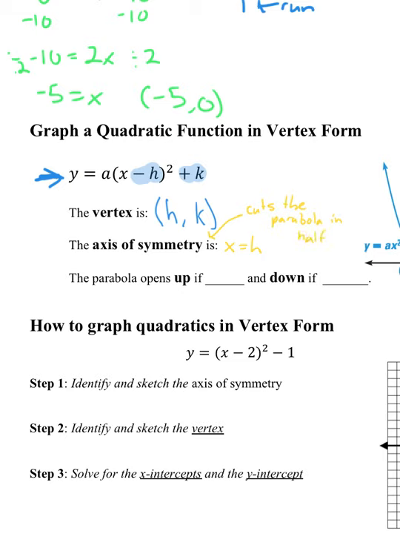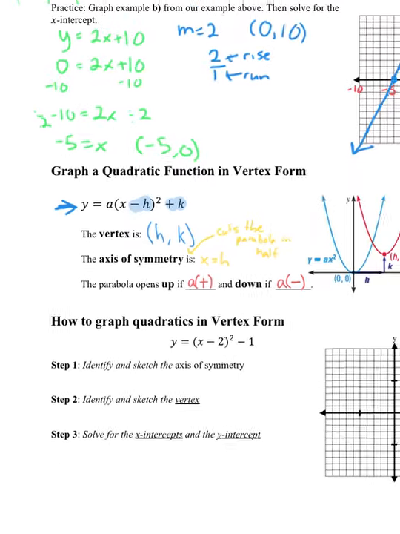So it cuts it perfectly in half vertically and you're mirrored on both sides. That's what the axis of symmetry was really good for. The parabola opens up if the a value is positive and opens down if the a value is negative. So that's the idea. That's some important things to remember about vertex form quadratics.